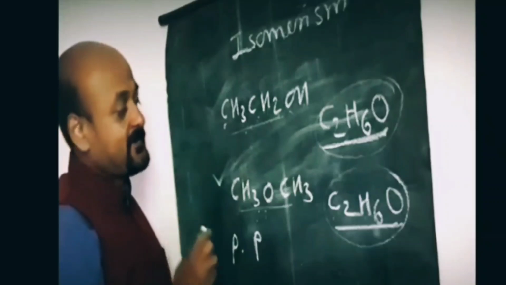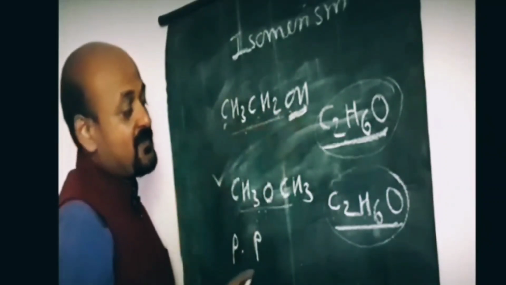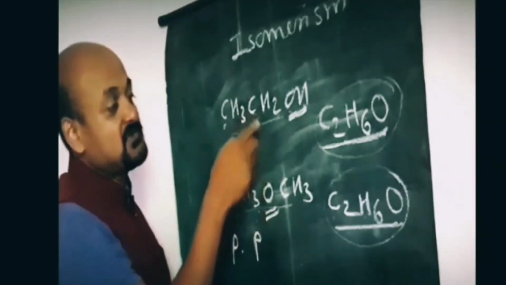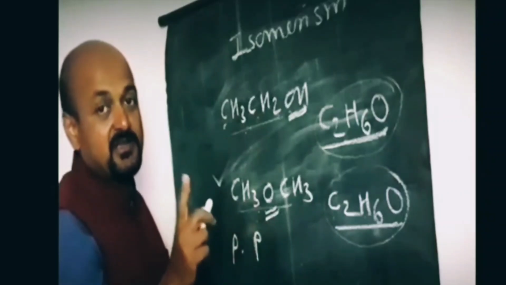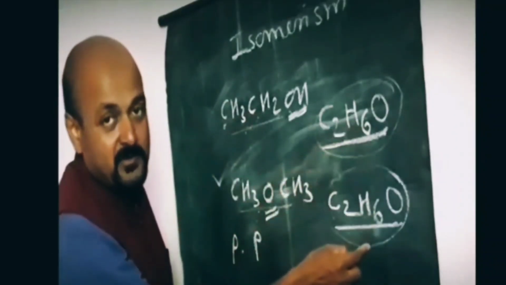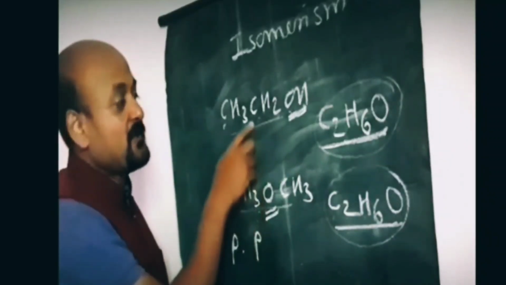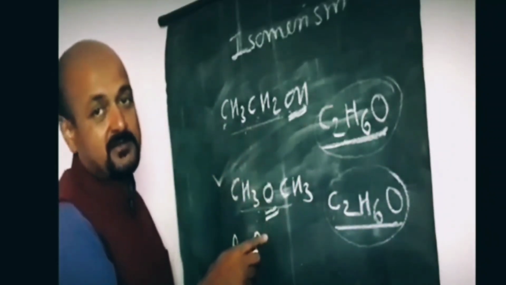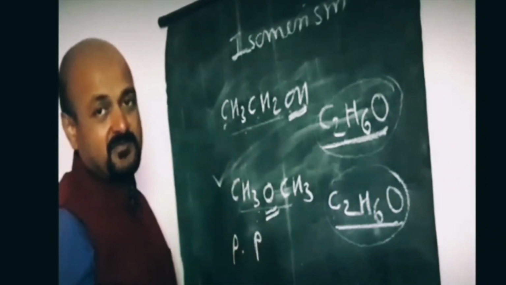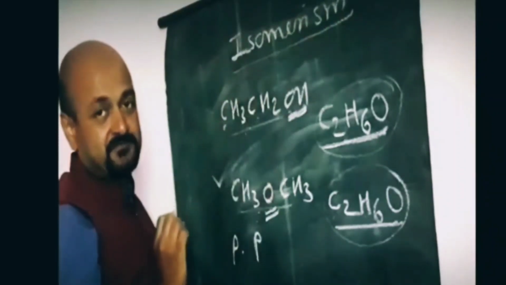Now what about chemical properties? As you know, this compound shows properties of alcohol, whereas this compound shows properties of ether. That means these 2 compounds having different chemical properties. So in this way, these 2 compounds having same molecular formulas but different physical and chemical properties are known as isomers of each other. So this is one example. There are lots of examples, isn't it? So this phenomena is known as isomerism.